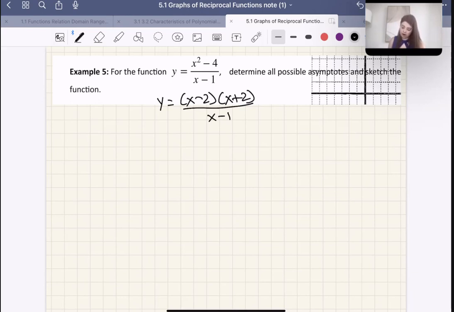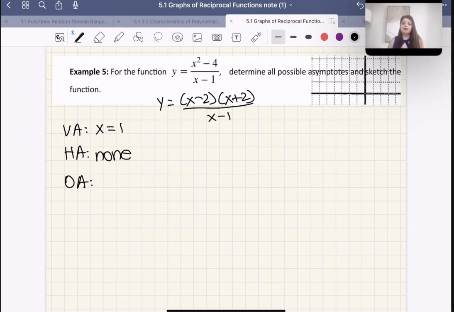Now, where are our asymptotes then? We have a vertical asymptote at x equals 1. And what about a horizontal asymptote? Well, the degree of the numerator is 2, which is higher than the degree of the denominator, which is 1, so therefore we have no horizontal asymptotes. So do we have an oblique asymptote? Is the degree of the numerator exactly 1 more than the degree of the denominator? And the answer is yes. Yes, it is, rather.